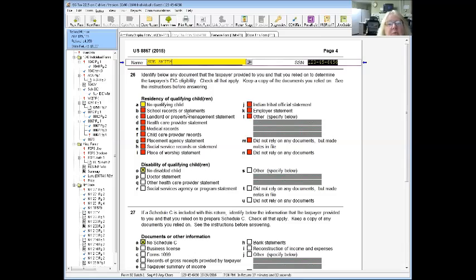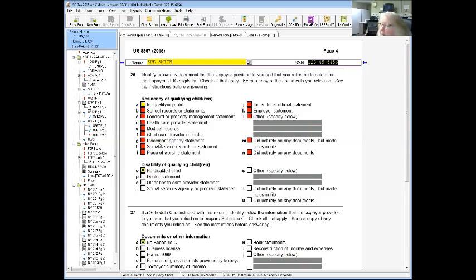And they want a school record, which could be something from the school, a report card. Landlord or property management. This could be a copy of a lease with the parent's name and the child's name on the lease. So a lease is going to show an address, and that's going to show the child lives there. Healthcare provider statement. That could be a letter from the doctor, or a medical bill. Medical records, that could be a medical bill. Child care provider records, that could be something from the daycare.